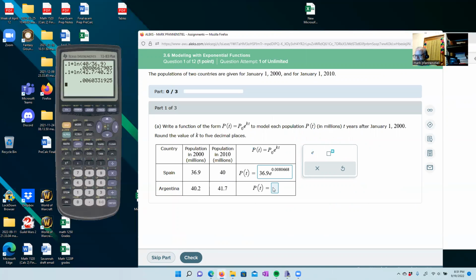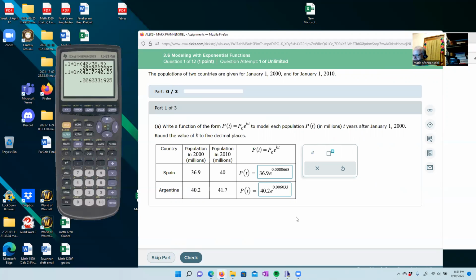I'm going to say P of T equals. Well, we have our initial population, 40.2. So back here, 40.2, and then e raised to the power. I'm going to use Shift 6 to give me an exponent there. And now we want 0.00. You don't really need the leading zeros, but I've taught enough of these classes to nursing students, so I'm just trying to model good behavior.